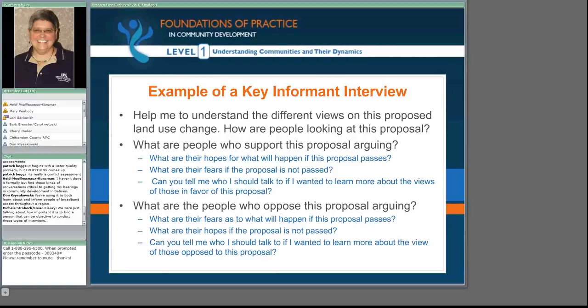Michelle and Brian said that they are just talking about how important it is to find a person that can be objective to conduct these types of interviews. You're right, that is a challenge. But I honestly believe that oftentimes that's exactly how people define Extension, and especially their county Extension agents, as being the neutrals in the community. Maybe I'm wrong, but I see that a lot here in Kentucky.